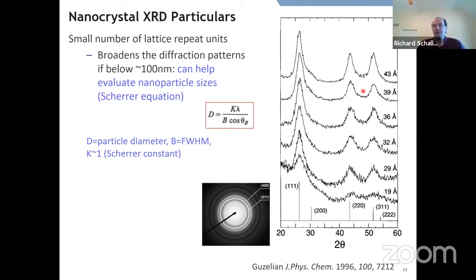So if all your peaks are kind of similar width, it suggests that they have a size that can be evaluated by the Scherrer equation.